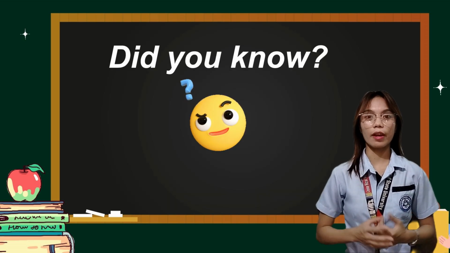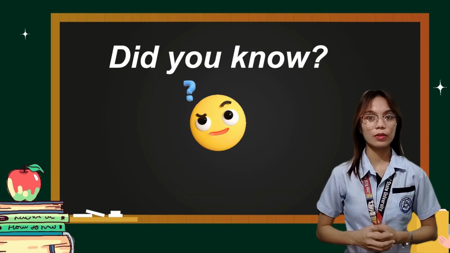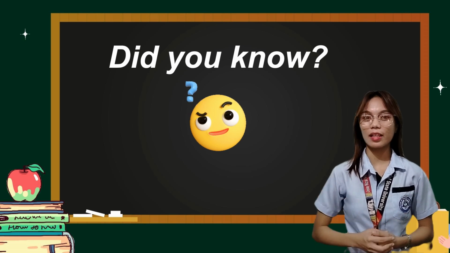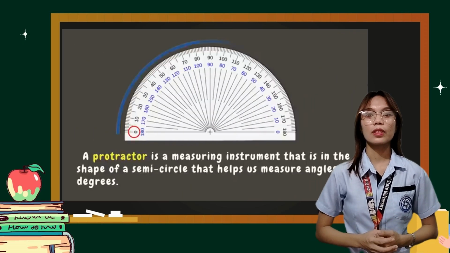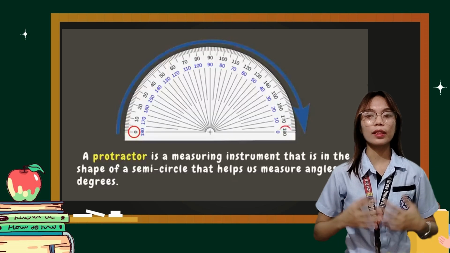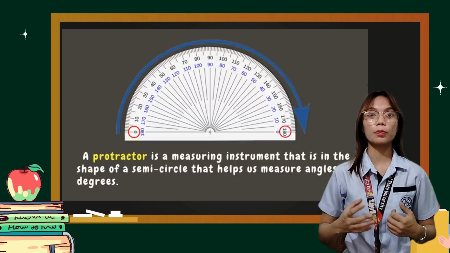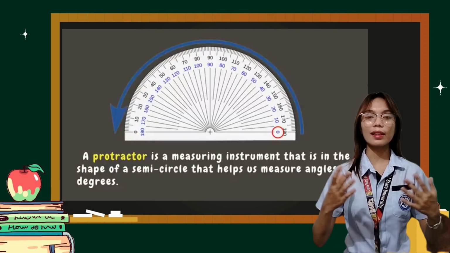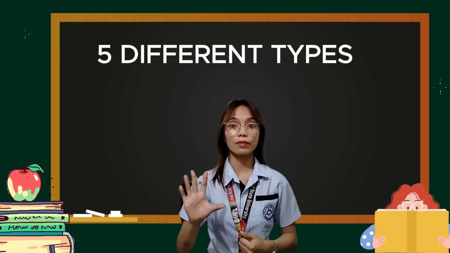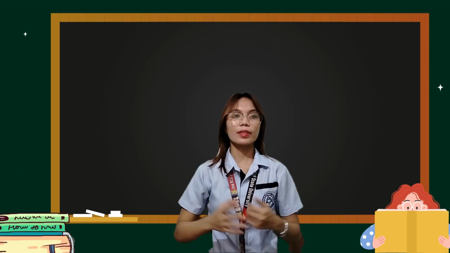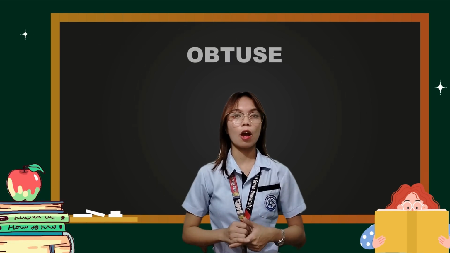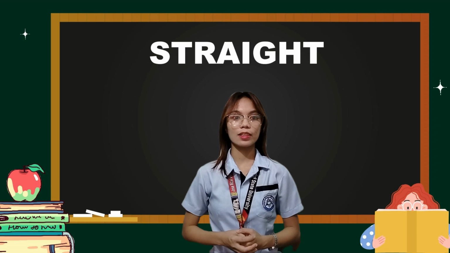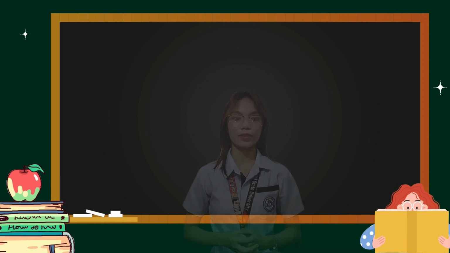Did you know there are different types of angles? Well, that's what we're going to be talking about today. When we talk about angles, we measure them with something called a protractor. Based on what those measurements are, you can classify angles into 5 different types. Those angles are acute, obtuse, right, straight, and reflex angles.